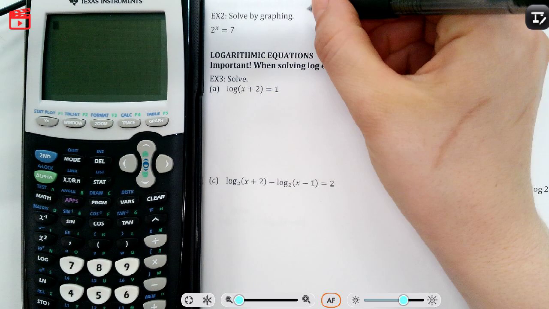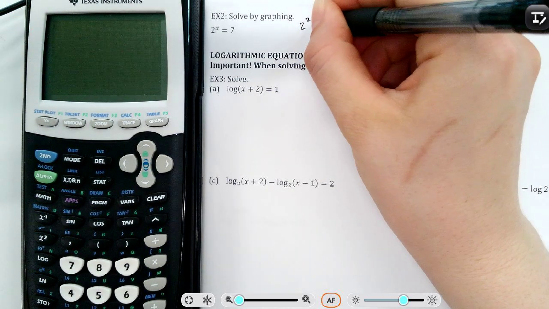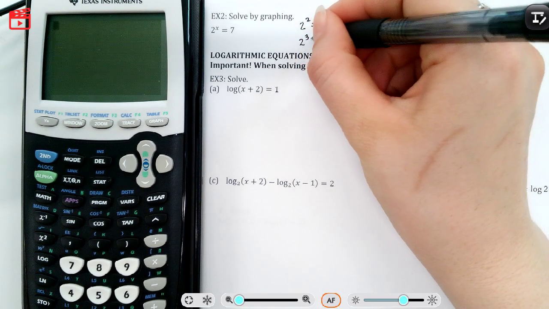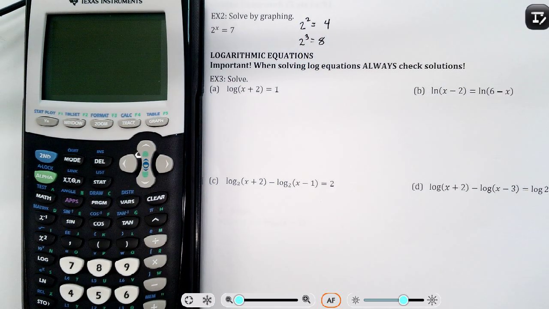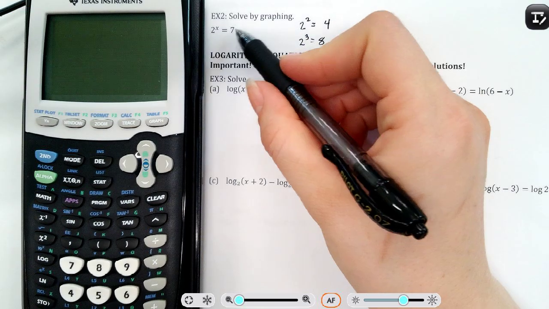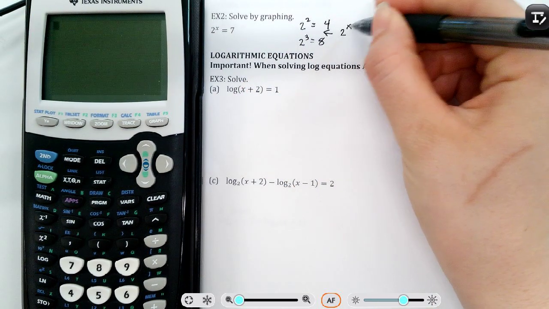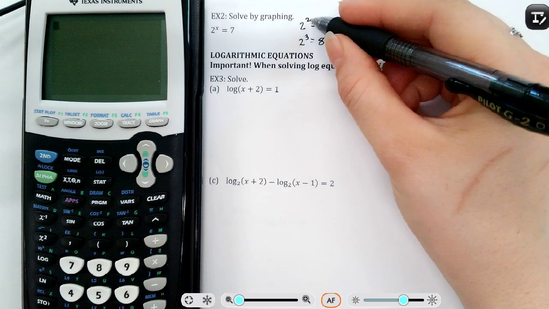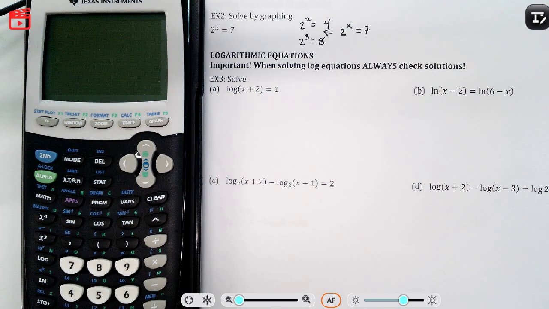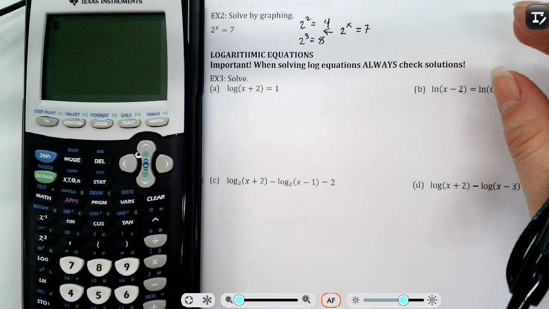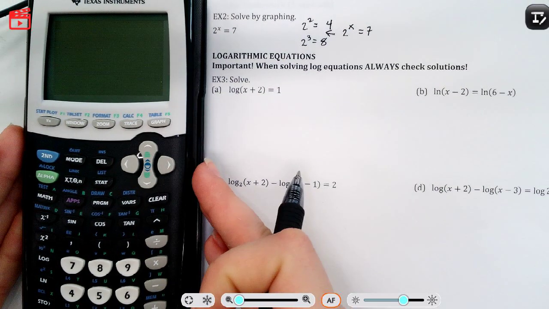Well, I know that 2 to the second power equals 4, right? And then 2 to the third power equals 8. So I know that 2 to the 7th, or 2 to the x equals 7, that's got to be somewhere in between here. 2 to the x is somewhere in between 2 to the second power and 2 to the third power. All right, so what I'm going to do, I'm going to go ahead and check this with my calculator.